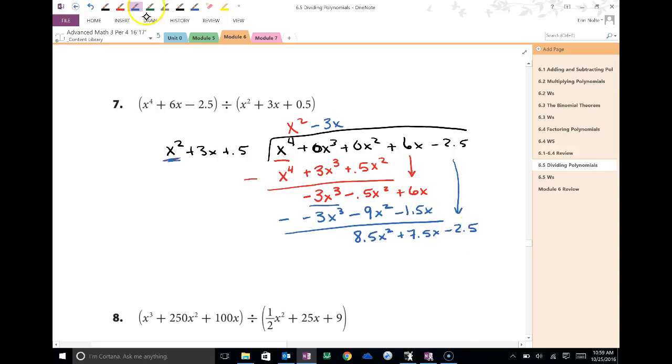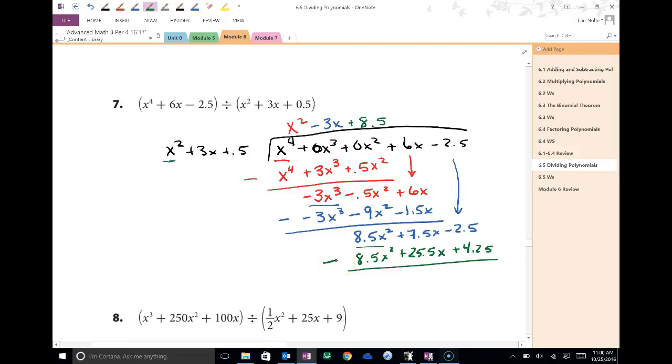term for round 3. All right, so again, I'm looking at my x squared, and now comparing that to 8.5x squared. So what do I have to multiply x squared by to make it 8.5x squared? 8.5, so I'm going to say plus 8.5, and I'm going to multiply that through, so 8.5 times x squared is 8.5x squared, and 8.5 times 3x, I think, yeah, 25.5, right? Yes. Got the point there. And then 8.5 times 0.5, 4.25.